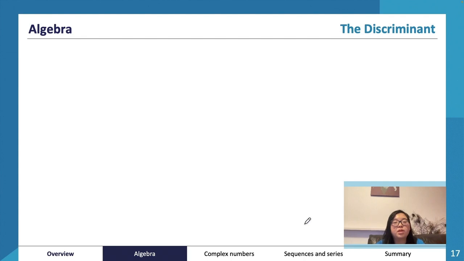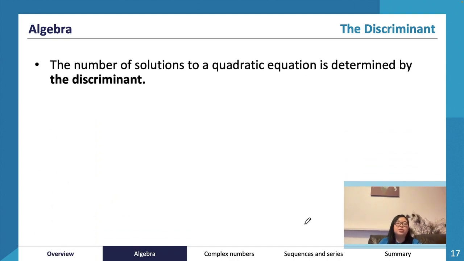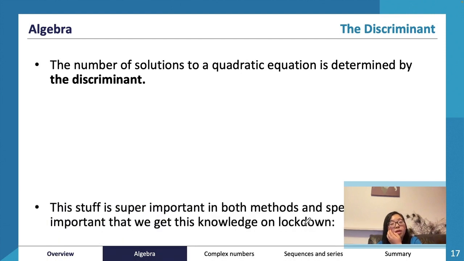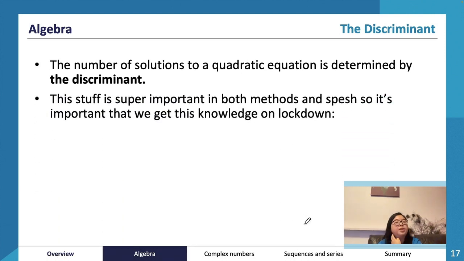Alright, so let's talk a bit about the discriminant. The discriminant is also quite a useful measure both for Methods and Spec. It's essentially used in a quadratic equation to determine how many solutions we really have. So it's really important in both Methods and Spec, so it's good to have a lockdown on the knowledge of this.